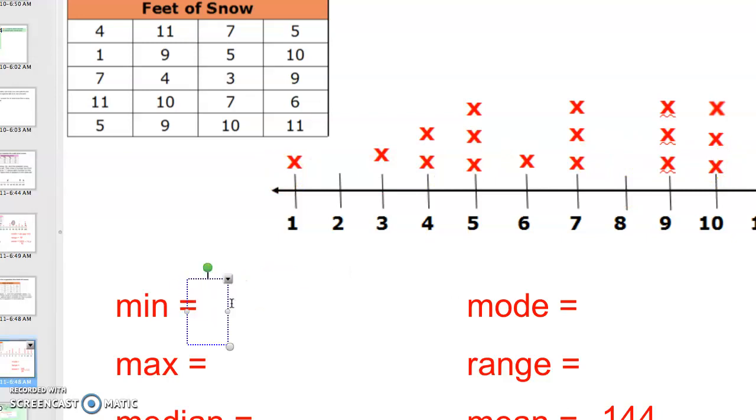The minimum I can see is 1 inch of, or whoa, 1 foot of snow. Wow, minimum 1 foot of snow. Clearly not Delaware for this year. The maximum is 11 feet of snow. The median, so I can find my median.